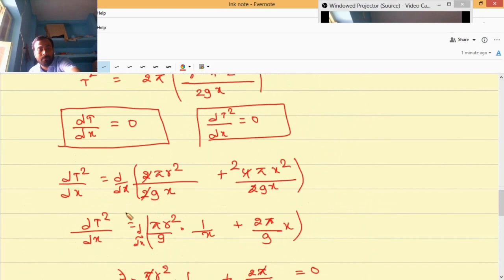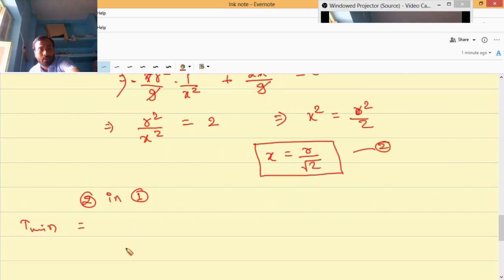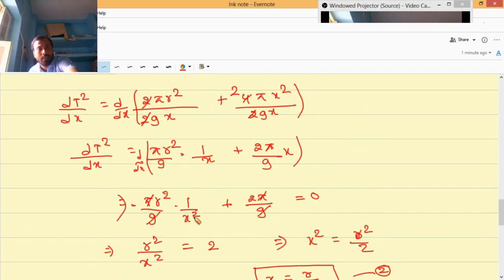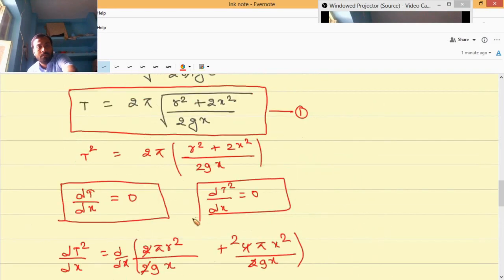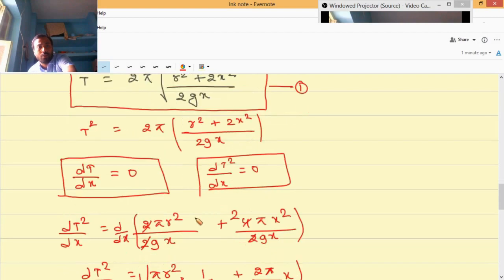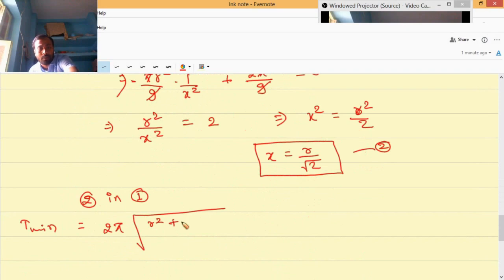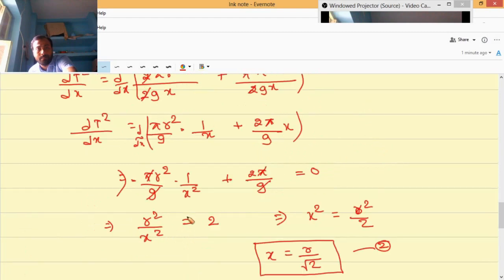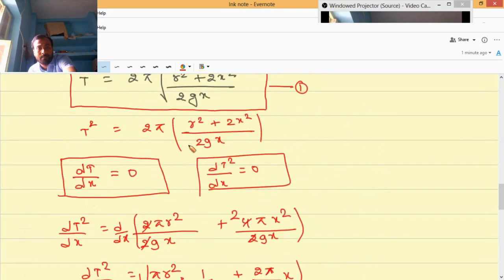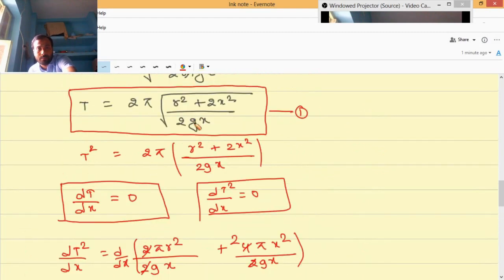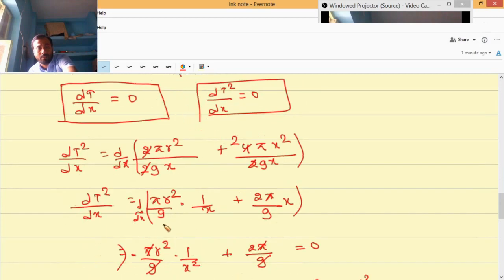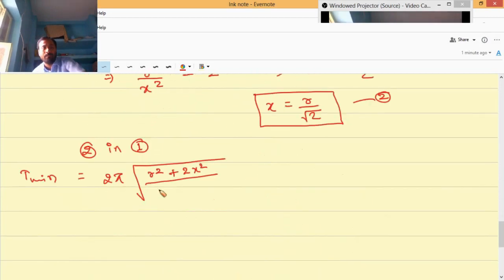So let me write that value first, and then we will substitute it. So this is 2 pi, we have to just copy. So 2 pi under root r square plus 2x square, divided by 2gx. So it is 2gx.